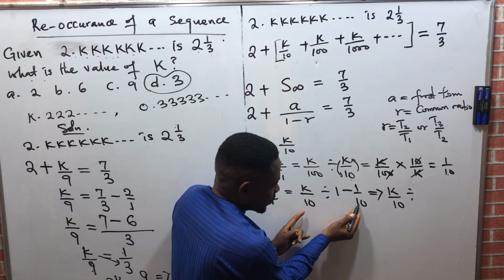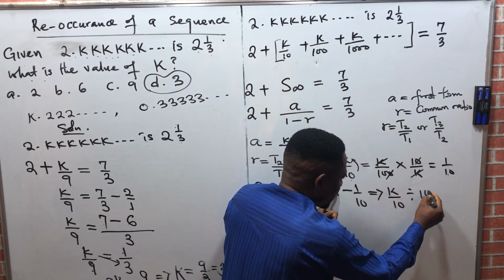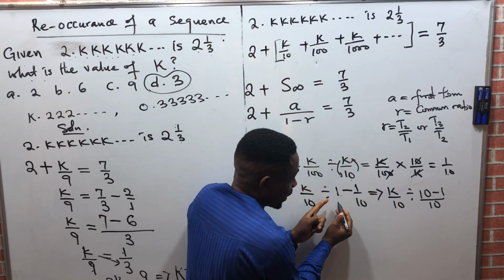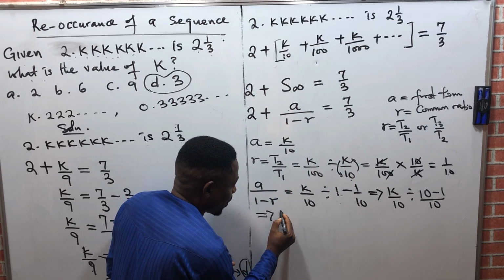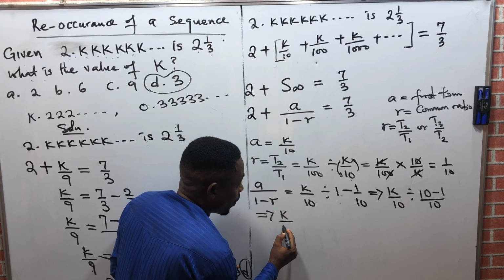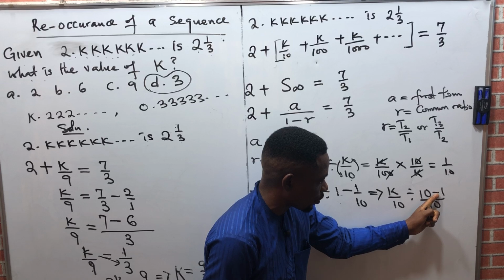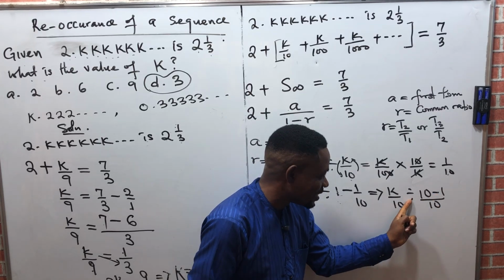I can just take the LCM. 10 times 1 will give us 10 minus 1 all over 10, by taking the LCM. Then if I continue, it is now K all over 10. Are you there? Can you observe that 10 minus 1 is 9? So I want to now change the same pattern.